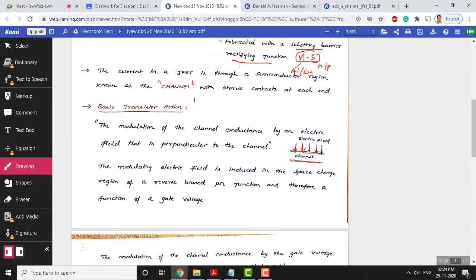So we are going to apply VGS, and that in turn creates an electric field that influences the charge carrier flow within this channel region. That's what this point says. Modulation means we are varying the current or charge carrier flow within the channel by varying the conductance of the channel, by applying an electric field. The electric field is perpendicular to the channel, as shown here.